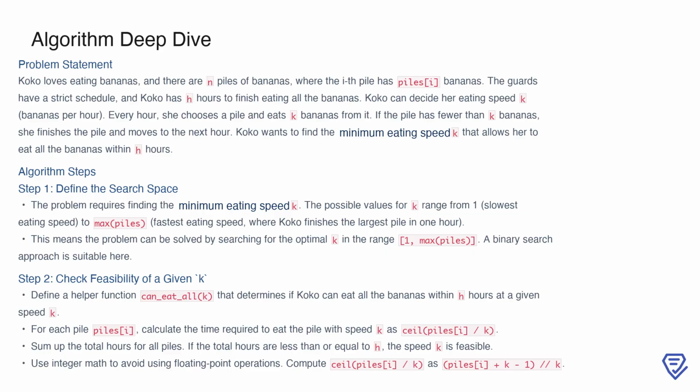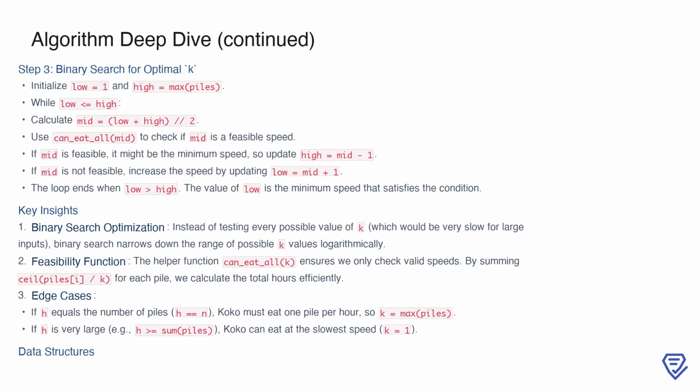The next step involves determining if a specific speed k is feasible. Using a helper function, we calculate the total hours required for Koko to eat all the piles at speed k. For each pile, the time required is given by the formula ceil(piles[i]/k), which can be computed efficiently using integer math as (piles[i] + k - 1) // k. If the total hours are within h, the speed is considered feasible. This sets up the foundation for our binary search approach to find the optimal speed k. Now that we've defined our search space and the feasibility check, we can implement the binary search to find the minimum k.